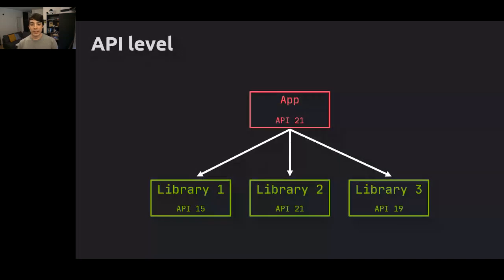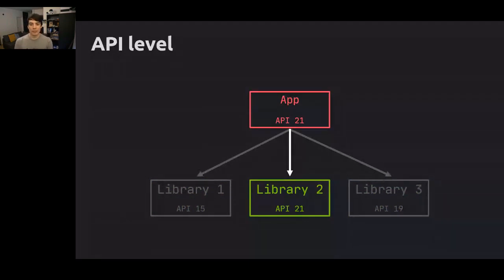One requirement that a library can have is a minimum API level. So here's an example of an application that includes 3 different libraries, which all have different minimum required API levels. Here, the application has to have at least the same minimum requirement as the largest API level that one of its dependencies has. So because the second library has a minimum API of 21, the application also has to, in general, have that same requirement.